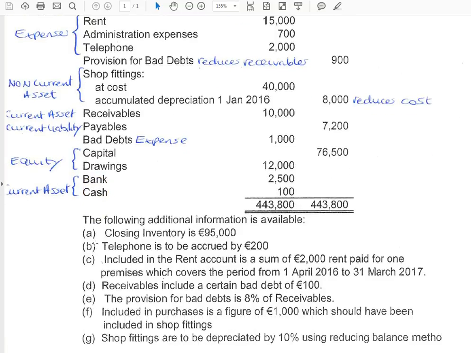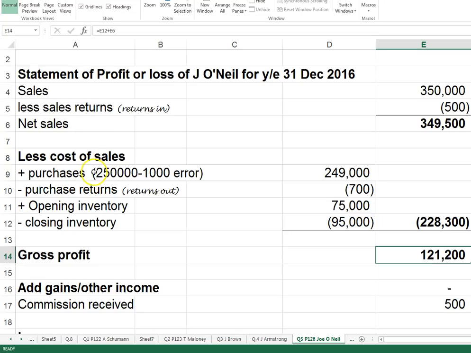So then we have to adjust for a number of things. Here's closing inventory, so that is going to be an adjustment, as are all of these. And note F here is the adjustment for purchases. So included in purchases is a figure which should have gone into shop fittings, so we reduce purchases by 1,000 and increase shop fittings, and that's why purchases is only 249,000 here.